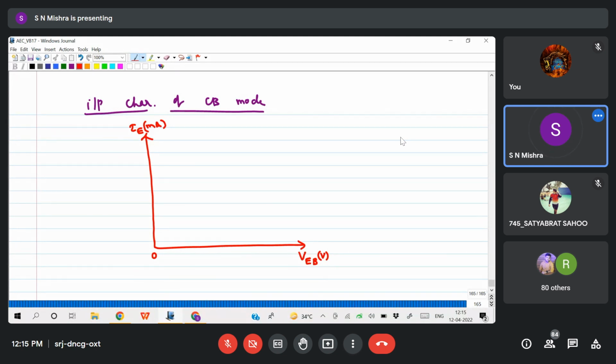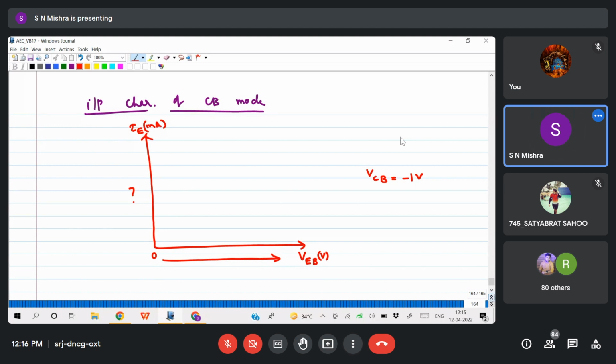IE in milliampere and VEB in volt. Now at that instant, let us assume VCB is -1 volt. First I want to plot for VCB -1 volt. Then I'll start increasing VEB from 0 to a higher voltage. Then I'll observe what my IE is. Then I will plot the graph.